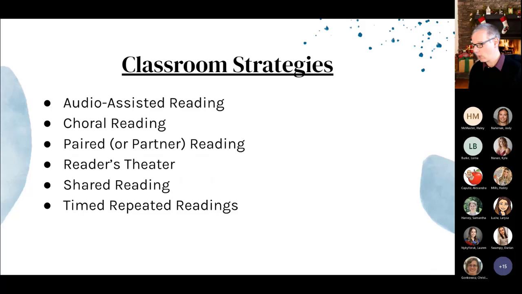So repeated readings under timed conditions of a familiar level of text can increase that student's reading speed and can improve their comprehension as well. So if they're reading it over and over again and keep practicing it, that's a fantastic way to improve the fluency of even some of our higher flyers out there.